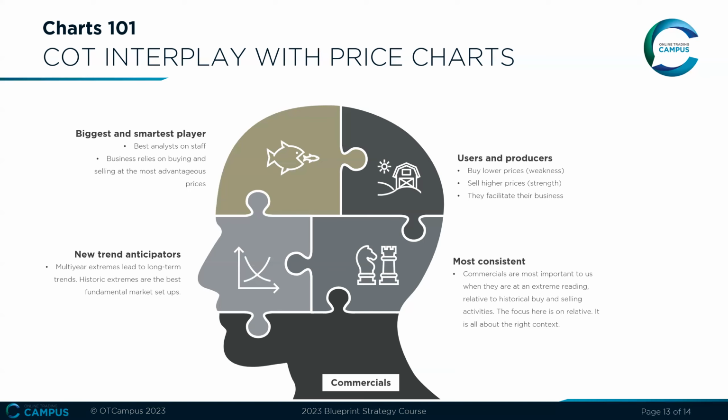We know that they're the biggest, they're the smartest people in the game, and maybe I'll be able to show you that. Their entire business model relies on their ability to buy and sell their particular commodity at the most advantageous prices, right? They want to sell high at retail and they want to buy low at wholesale. Therefore, it would also make sense that they have the best trading desks and the best analysts on staff.